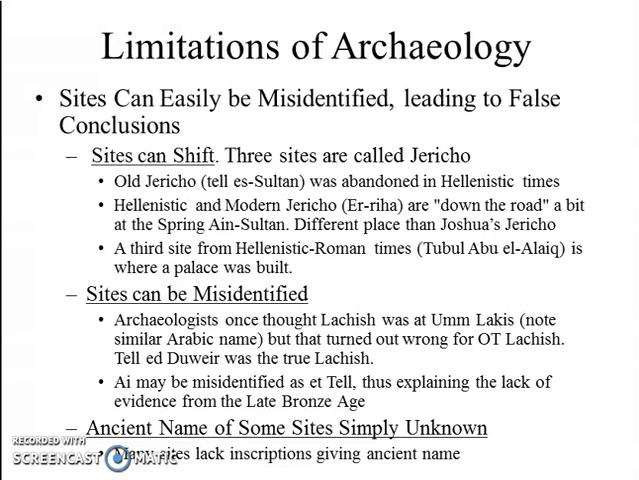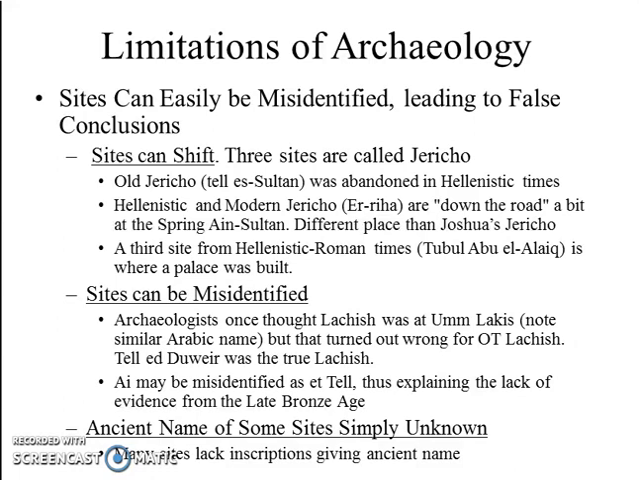Other problems: sites can be misidentified. Sites can even shift. There are 3 different sites called Jericho. Old Jericho, Hellenistic Jericho, and a third site, a Hellenistic Roman site, Jericho. And they were all called Jericho at different times, and they're all relatively close to each other, but they're not the same site.